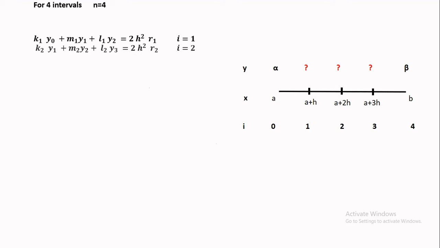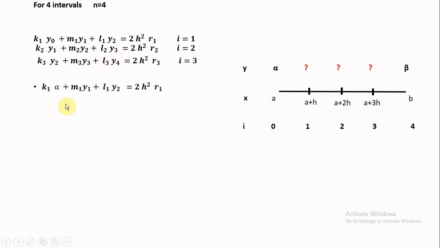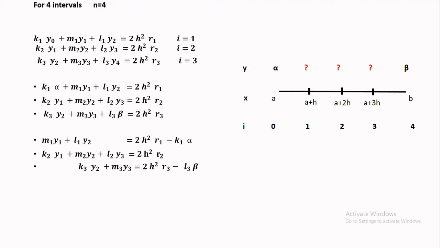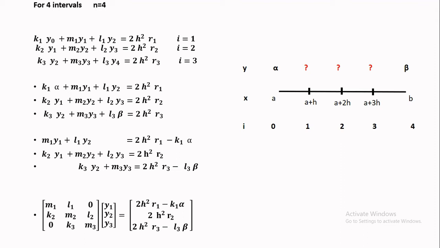So let us see how the equations would look like for the 4 intervals. So for 4 intervals we have to take 3 values of y, I equal to 1, 2 and 3 for the 3 grid points, and we'll get 3 equations over here. Now over here y0 is known from the boundary condition. So again y0 will be replaced with alpha in the first equation and y4 will be replaced with beta in the third equation. So if we substitute the values of y0 and y4 in the equations, this is what we will get. And again we can rearrange these equations like this. So we get 3 simultaneous linear equations over here and we can put them in the matrix form, and this is how the matrix would look like.